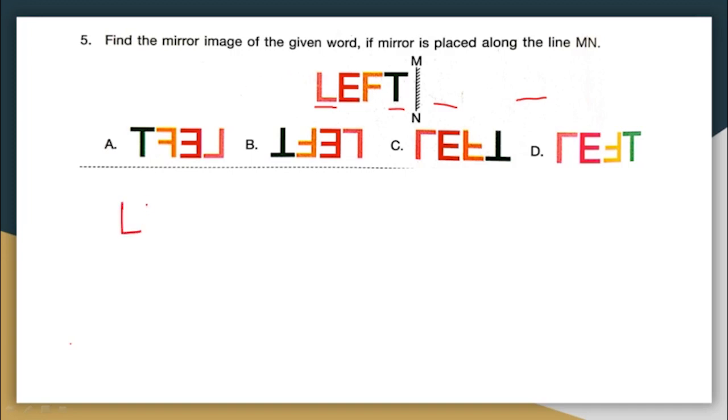So when I have a mirror which is kept like this, how will L appear in the mirror image? The left side of this L will come here, and the right side of L, that is this line, will come to the left. So inverted L will appear like this. Similarly, if you have E and I am placing a mirror here, then how will E appear? It will appear like this. Correct? So check like that, which will be the correct answer option.